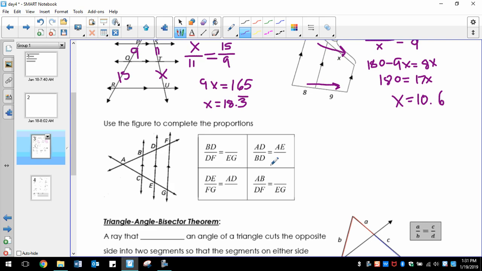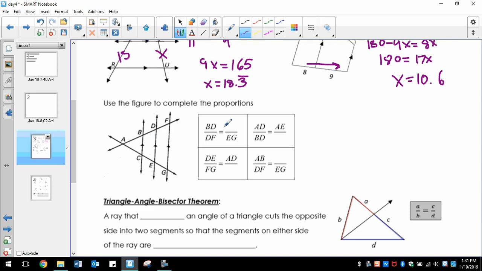Another way you can use a side splitter is to actually set up a proportion rather than solve it. So in this one here, we're just looking to finish the proportion, find the pattern that they're establishing here, because they could do all sorts of different patterns. They could match small to small, medium to medium, stuff like that we've seen in the past.